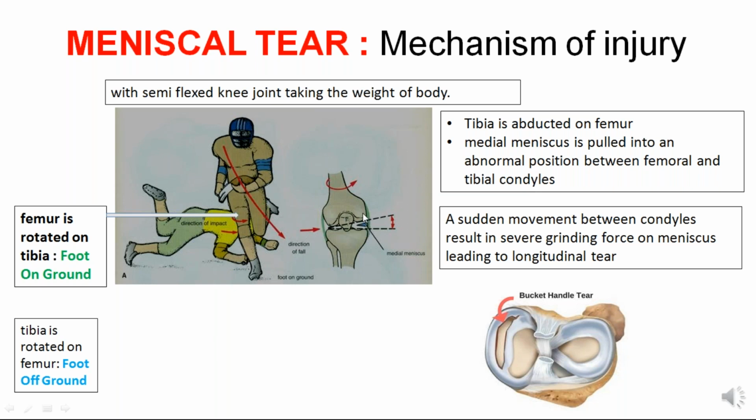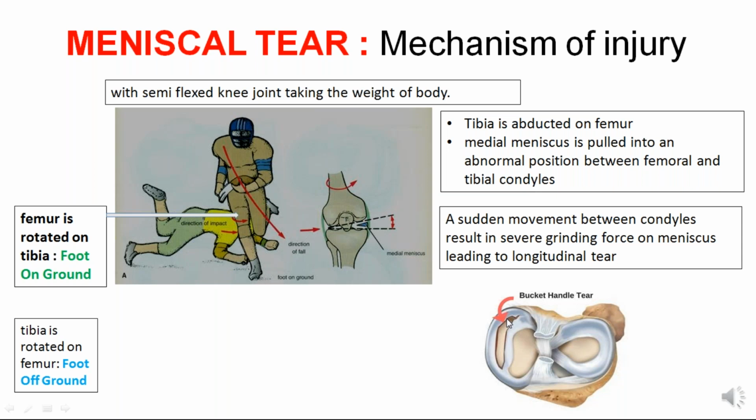The sudden movement between the condyles, femoral and the tibial condyles, will result in grinding forces on the menisci, and this leads to a longitudinal tear. This longitudinal tear is called the bucket handle tear.